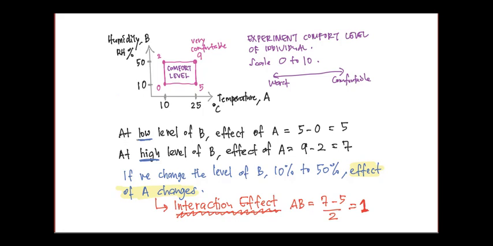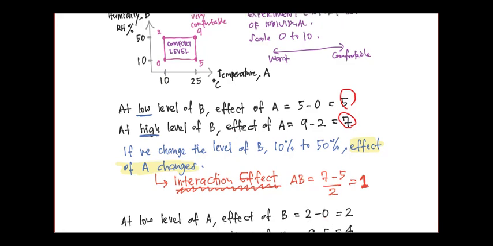how the comfort level will be for changing the other factor. At low level of B, or relative humidity 10%, the effect of A can be calculated like this: 5 minus 0, which is 5. At a high level of B, how is the effect of the temperature? 9 minus 2, which is 7. So at low and high level of B, we have seen the effect of A, or temperature.